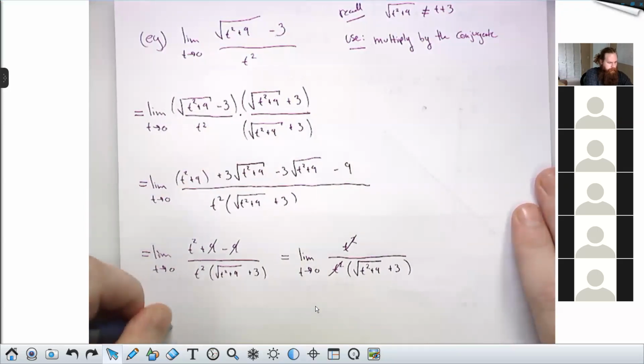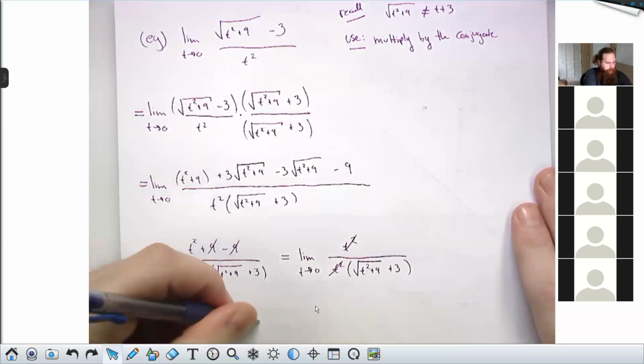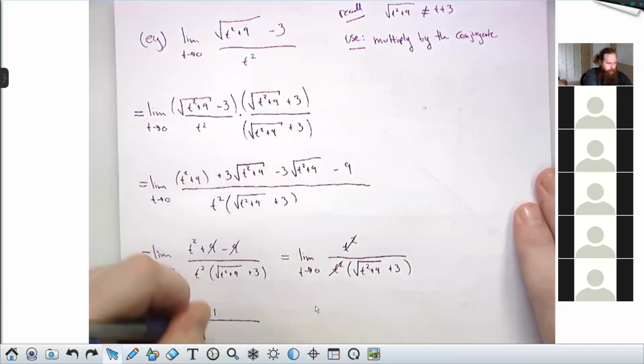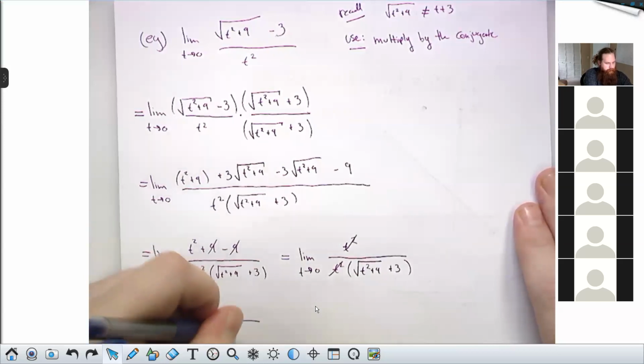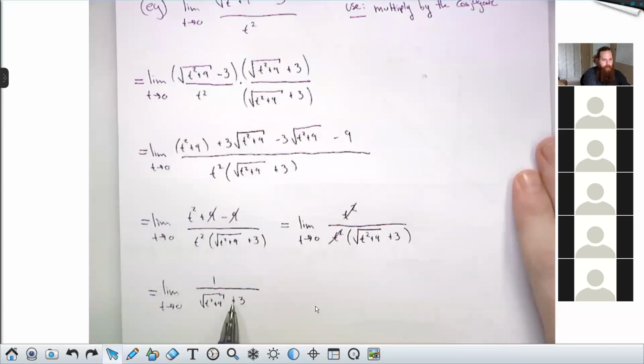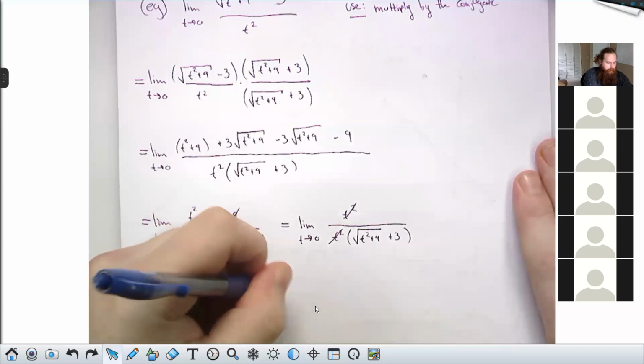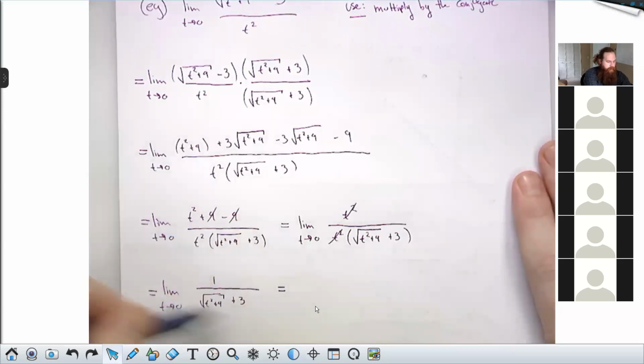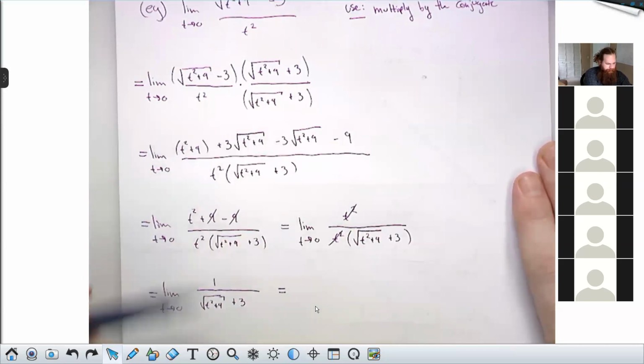And you get the limit as t goes to 0 of 1 over the square root of t squared plus 9 plus 3. And because the conjugate has a plus here instead of a minus, this piece isn't going to go to 0. This is going to go to something else. This object is now defined at t equals 0, whereas the original was not.